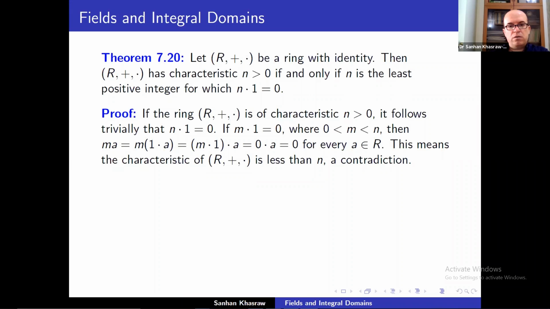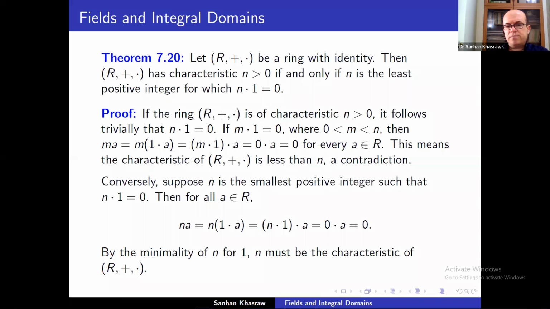So for the converse, suppose n is the smallest positive integer with the property that n times 1 is equal to 0. So I have to show that this n is a characteristic of R. So just check, n times a is equal to n times 1 times a, because the ring has identity.